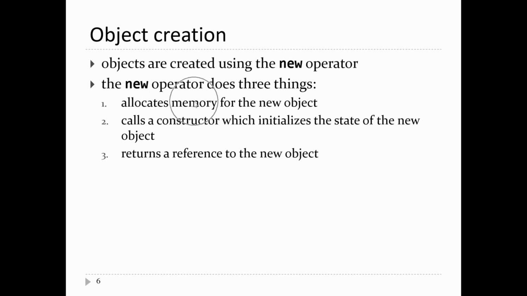New actually does a bunch of things. It allocates memory for the object. It then calls the constructor to initialize the state of the object, and it returns a reference to the newly created object. So new is responsible for allocating memory for the object. The constructor is responsible for setting the state of the newly created object.